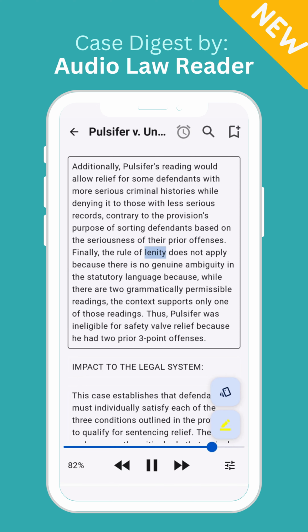Finally, the rule of lenity does not apply because there is no genuine ambiguity in the statutory language because, while there are 2 grammatically permissible readings, the context supports only one of those readings. Thus, Pulsifer was ineligible for safety valve relief because he had 2 prior 3-point offenses.